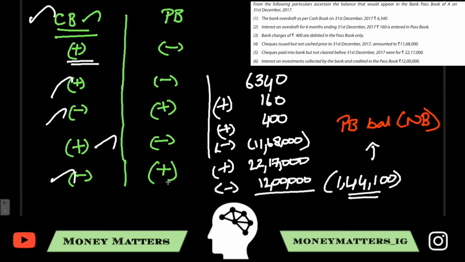Now, totaling all this, you'll get minus of 1,44,100. So, you started with an overdraft balance, which is in plus, and you ended with minus. So, this would turn into your normal balance as per passbook. If this was in addition, this would be your overdraft balance as per passbook. But as it's in negative, this would become your normal balance as per passbook, and the amount is 1,44,100.